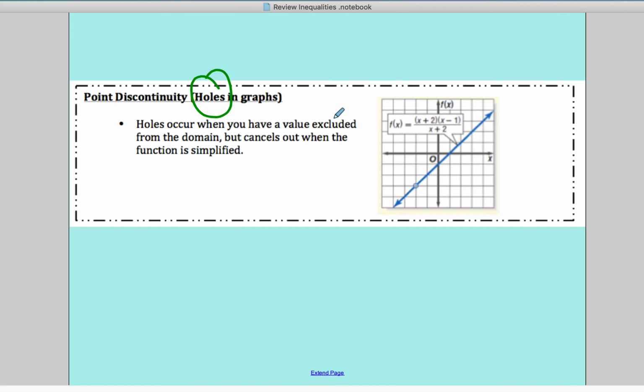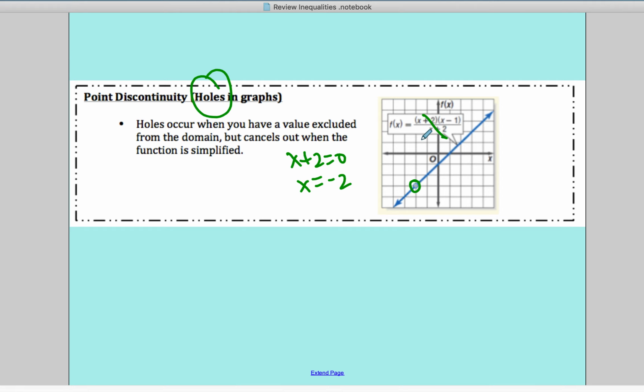Holes occur when you have a value excluded from the domain but cancels out when the function is simplified. Those are really hard to see on your graphing calculator, but they exist. So if you were to graph it out, if you look at this one, the x plus 2's cancel, so that means there's a hole there. So it means there's a hole when x equals -2. If I go to -2, you'll see on my graph there is a hole.